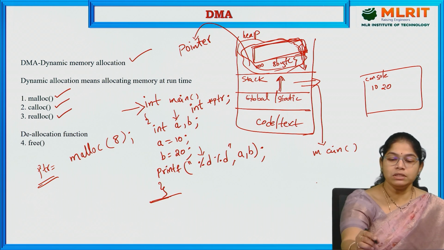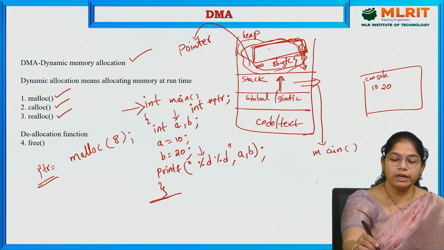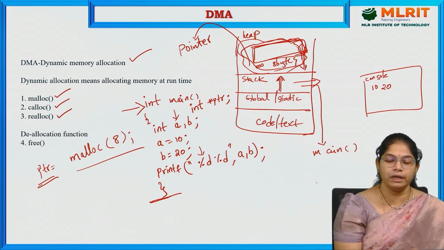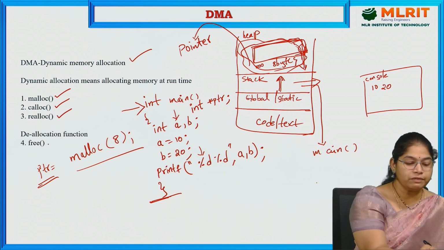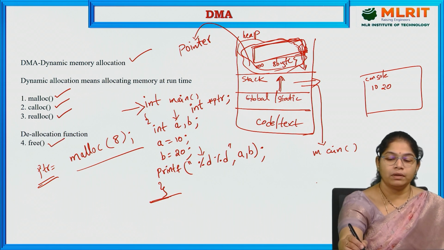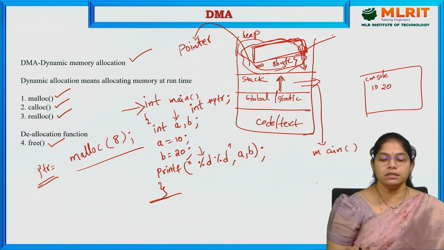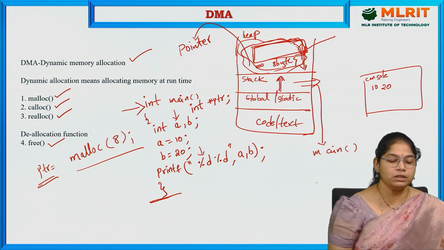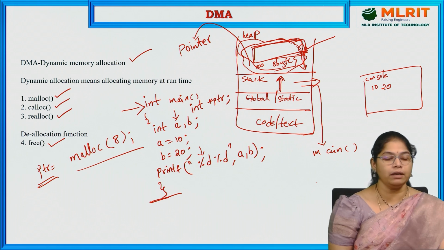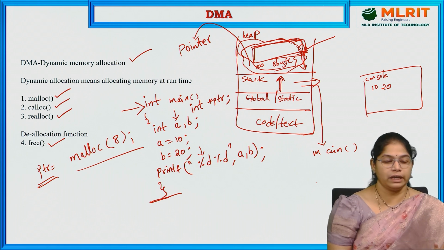Now, once we are done with this memory, suppose here I have allocated 8 bytes, then I have done some executions. Once we are done with these 8 bytes of memory, then we have to use a function called free to free this memory. Because the user allocates this memory, by using the free function we can deallocate the memory which is allocated by malloc, calloc and realloc.